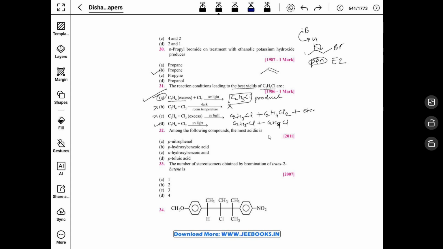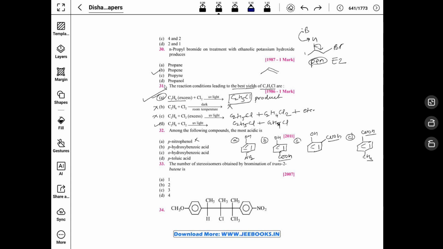Among the following compounds, the most acidic is: para-nitrophenol, para-hydroxybenzoic acid, ortho-hydroxybenzoic acid, para-toluic acid. So let's draw their structure first. Okay, so you can see that without any doubts, we know that carboxylic acids are more acidic than phenol. So we have to choose the answer from B, C, and D.